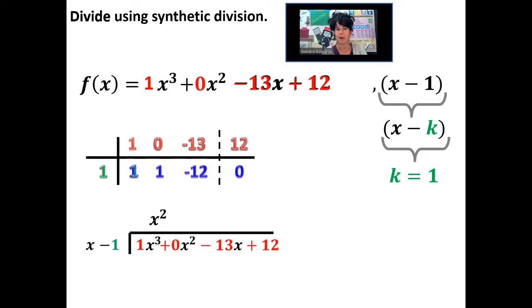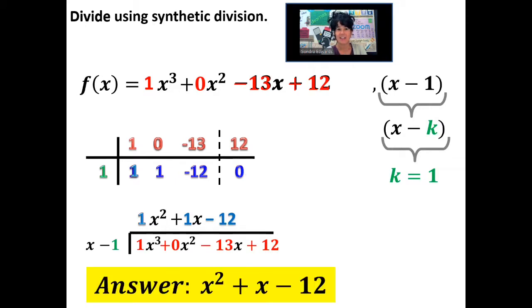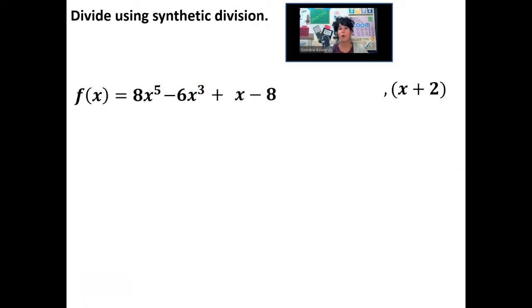That 1 right there, that is the leading coefficient on your answer. So we have 1x squared, then we're going to have 1x, and that's because this 1 is the next, minus 12. Okay, so we have 1x squared plus 1x minus 12, and in this instance, our remainder is 0. So what comes after that little dashed line we put in, that is our remainder. So the answer to this division problem, f of x divided by x minus 1, is x squared plus x minus 12.